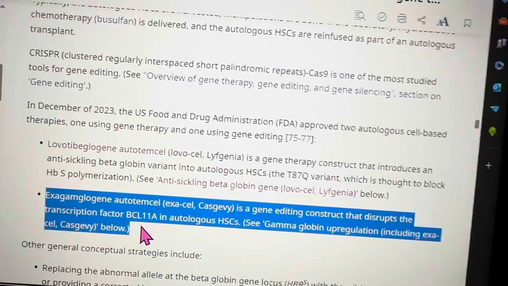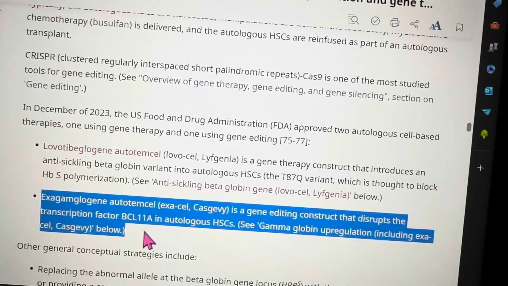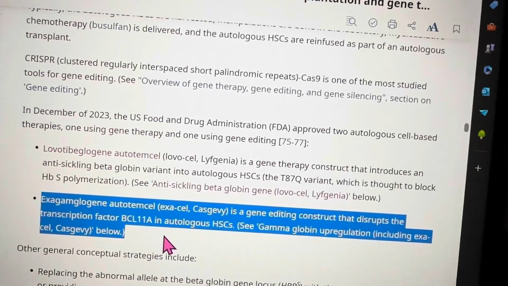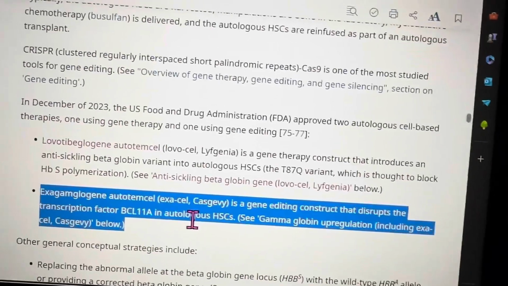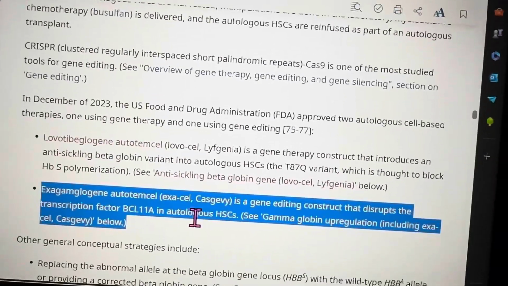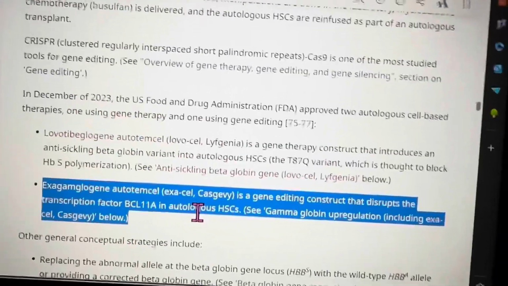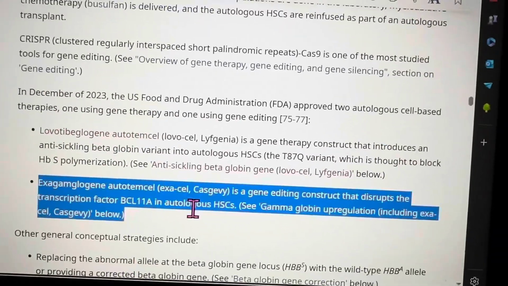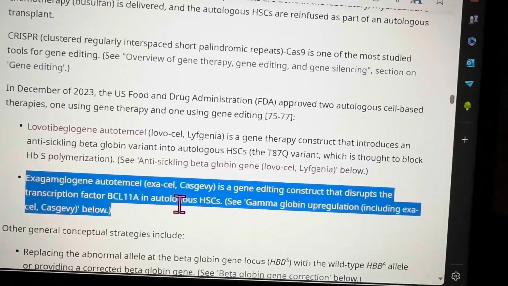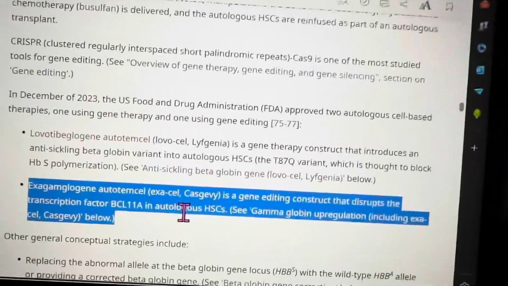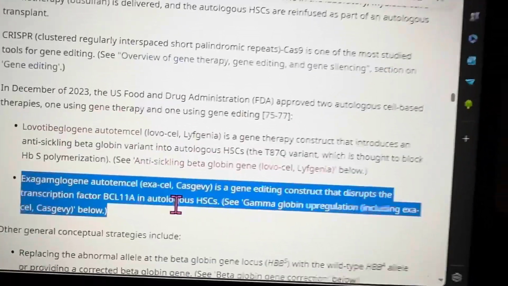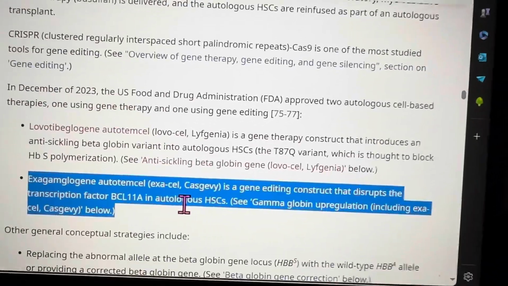So now this BCL11A has been disrupted. What will happen? Hemoglobin F will not be converted into hemoglobin A, so we will have more hemoglobin F. Now we are in the laboratory, ex vivo, and we have treated our stem cells. What's the next step? We have to give the treated stem cells back to the patient. Then this will be the autologous stem cell transplant.